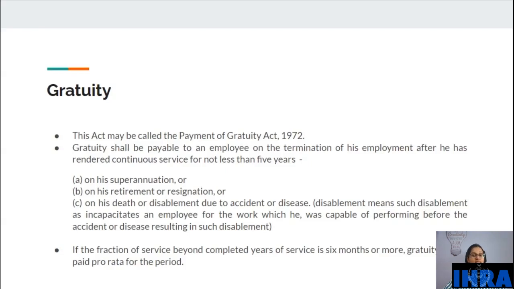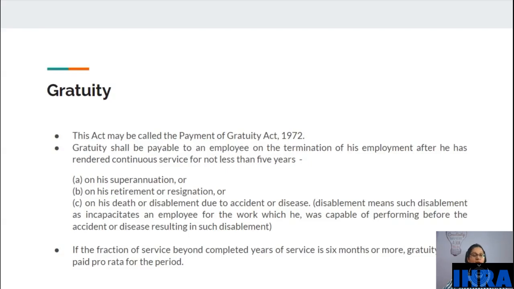Disablement means such disablement as incapacitates an employee for the work which he was capable of performing before the accident or disease resulting in such disablement. That means while working, if you met any accident or any disease due to which you are not able to perform the kind of work which you were able to do earlier in the office, then you are liable to the gratuity amount. But the condition is you should have worked at least 5 years.